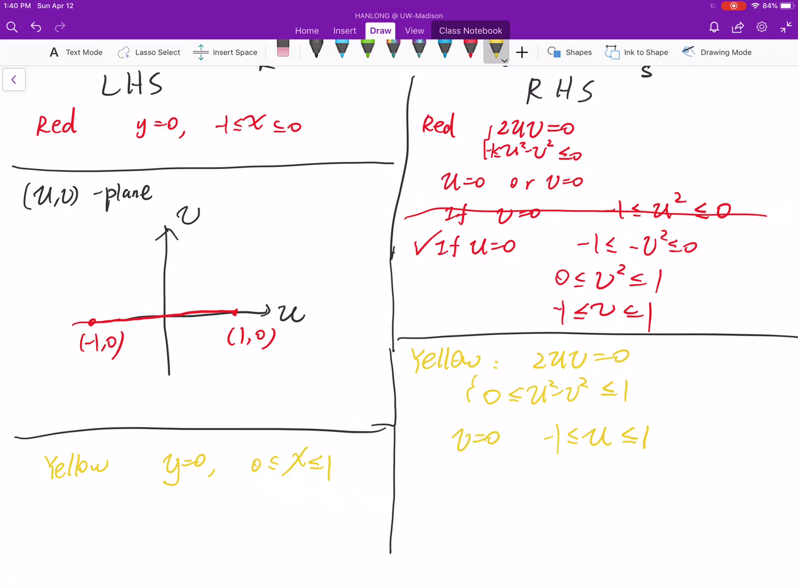Oh, sorry. So here, for the red one, I made a mistake. Sorry about that. So for the red one, you should have this one, because the solution you have is u equals 0, and v is between 1 and -1. And then for the yellow, you have this 1, 0, -1, 0.